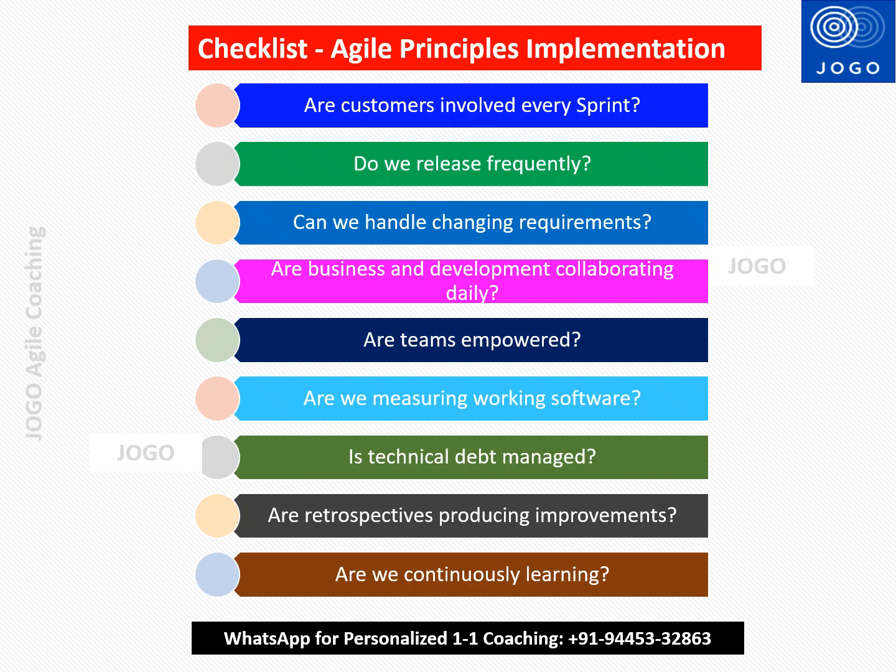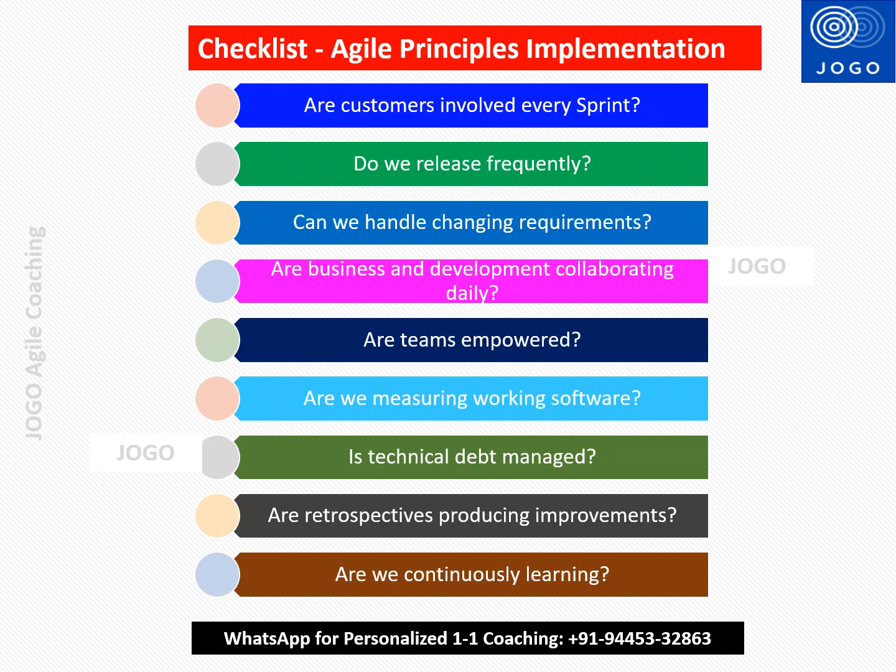The next check is, are we measuring working software? And we need to ensure that the demo is the final product or the validation point instead of the documentation. If that is not there, we need to ensure that we are focusing on it. Is technical debt managed? If the technical debt is not managed, we need to ensure that it is added and managed. Are retrospectives producing improvements? If the retrospective is not producing any improvement, then it's a problem. We need to ensure that the team is identifying the improvements.